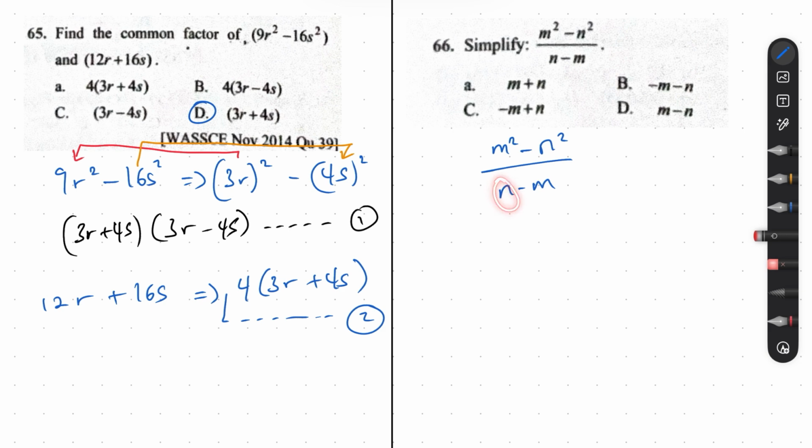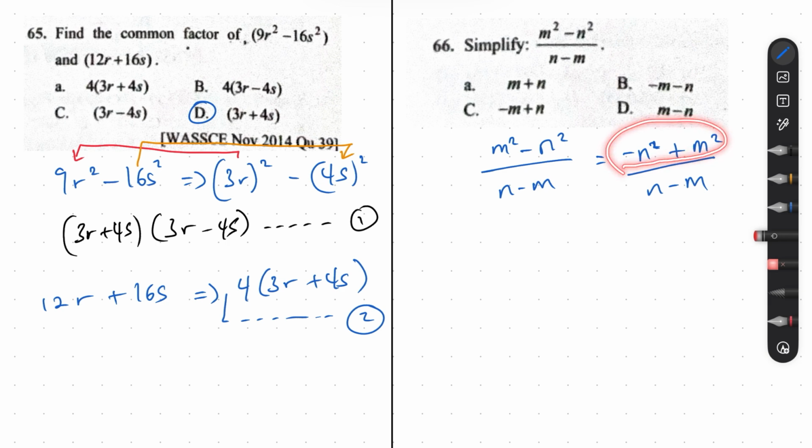Okay, so what we can do is try to make the numerator look like something like this, so that n will come first. Okay, so let's try to do that. If you bring n first, it becomes negative n squared plus m squared all over n minus m. Okay, cool. Now this one is looking funny because it doesn't really look like the difference of two squares.